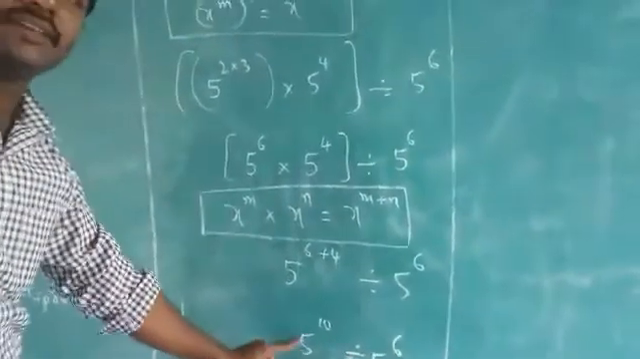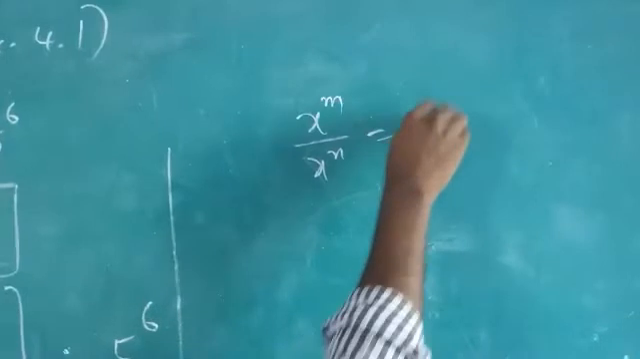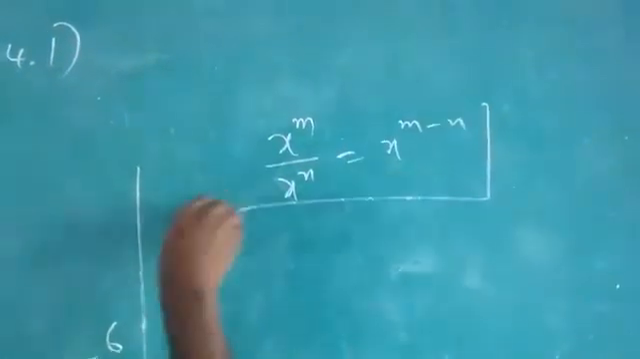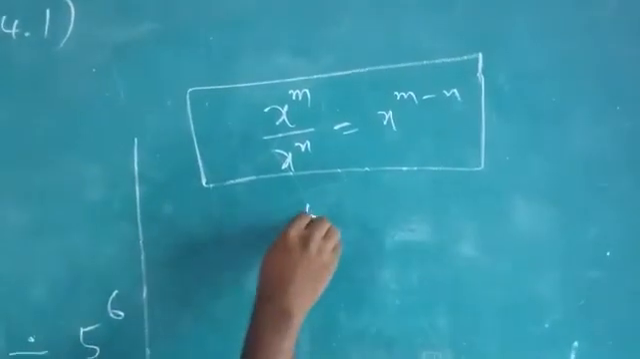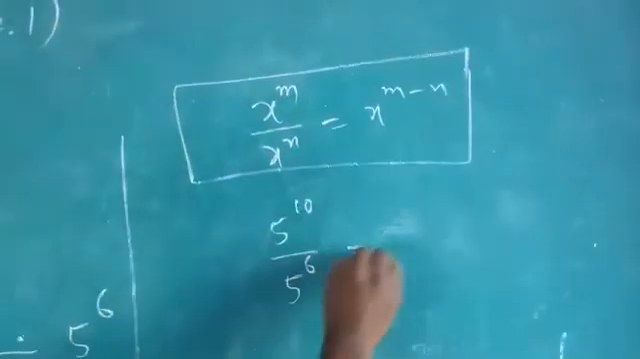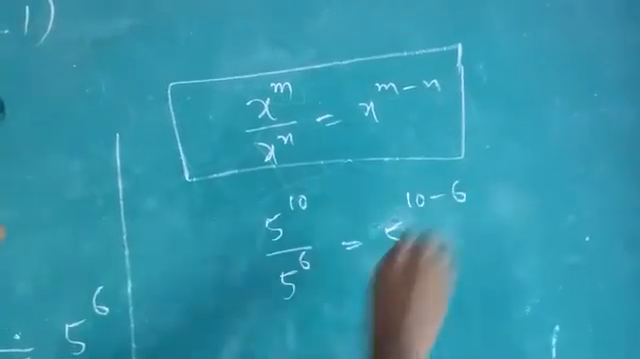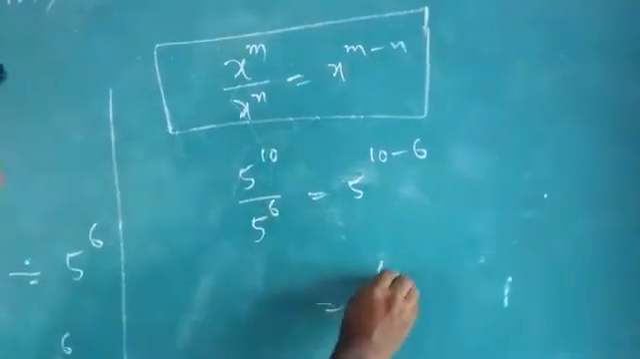Now a formula exists here. What is the formula, children? Look at the board. x to the power of m divided by x to the power of n is equal to x to the power of m minus n. So now I will replace the values here. 5 to the power of 10 divided by 5 to the power of 6, we get 5 to the power of 10 minus 6, m minus n. So the answer is 5 to the power of 4.